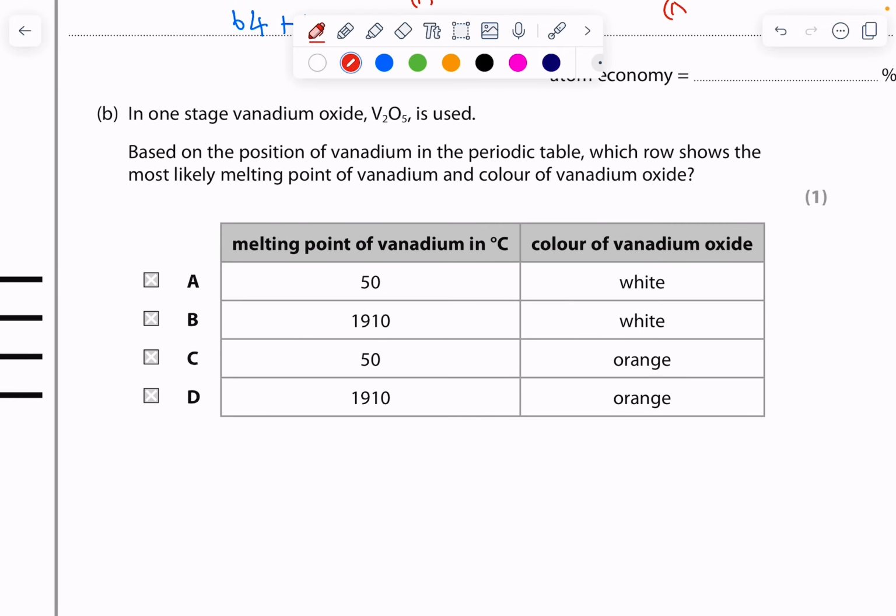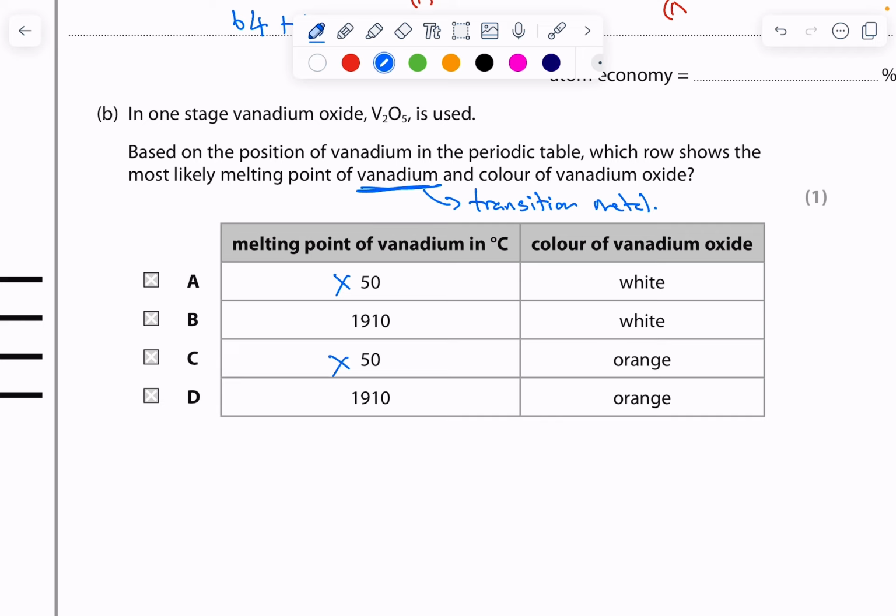Okay, based on the position, which one shows the most likely melting and boiling point of this? So this here is a transition metal. It's in the middle part of the periodic table. So once we know it's in the middle part of the periodic table, we should remember our core knowledge. Transition metals have very high melting points. So that means it can't be that one and it can't be that one.